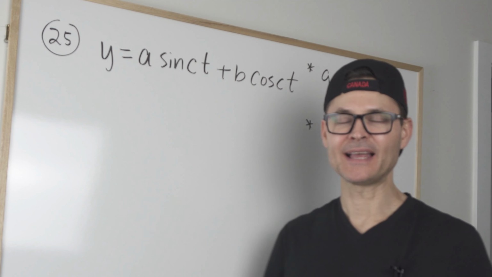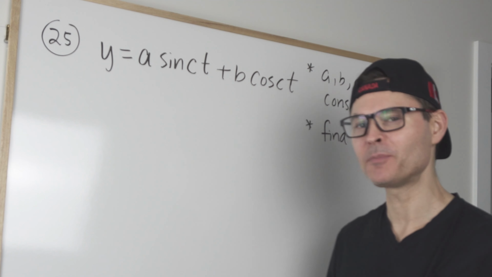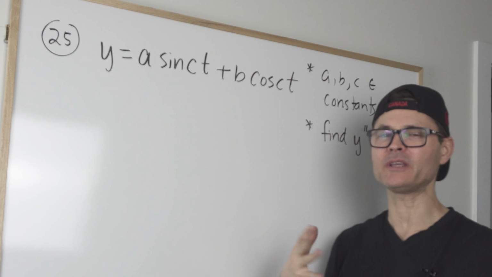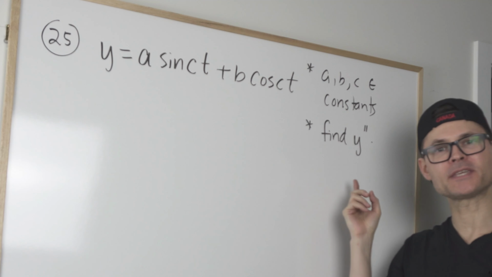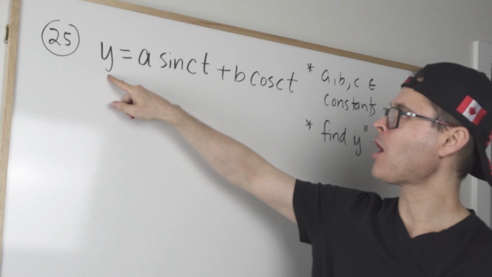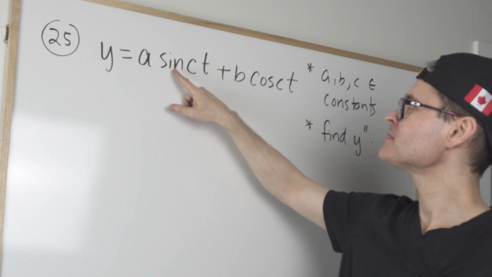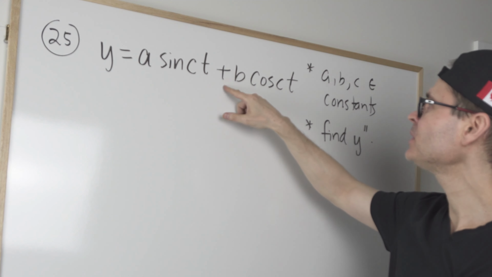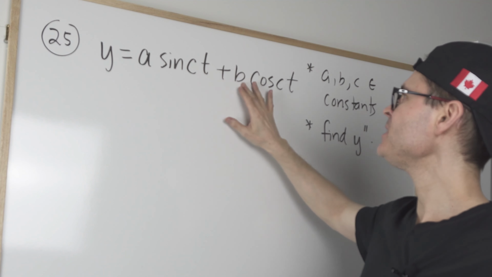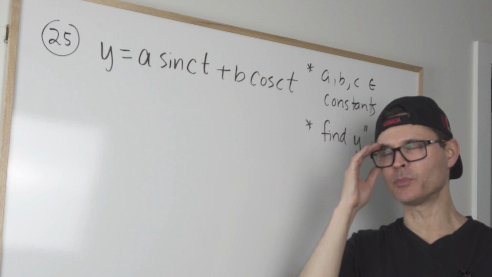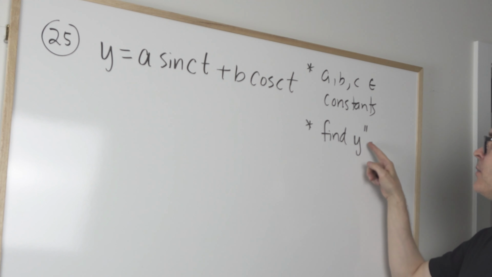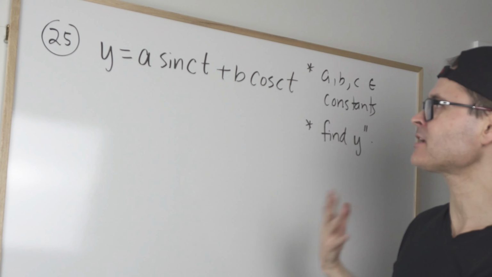All right, so this is the last question. If you're still with me, I'm very proud of you. Okay, so this one has a sine and a cos. It's not really that difficult, but I wanted to get a second derivative in just to go through second derivatives. It's y equals a sine ct plus b cosine ct. So a, b, and c are constants. They're just numbers like 2 or 10 or what have you. And the goal is to find y double prime, so to find the second derivative.